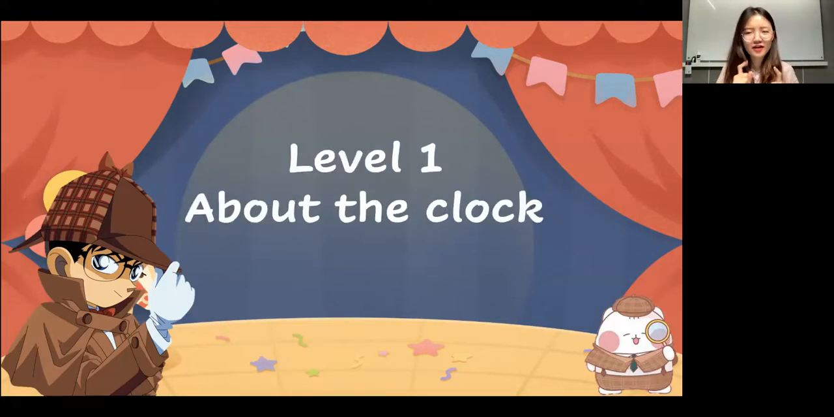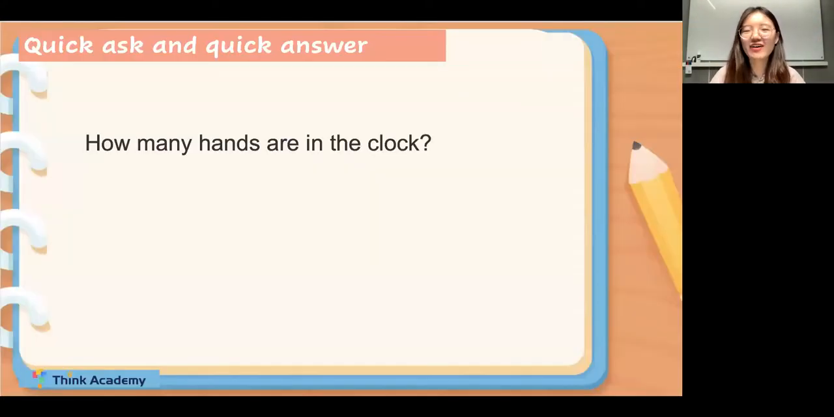In today's class, or level 1, for all of the detectives, we need to learn about the clock. Have you seen the clock? If you have seen the circle clock in your daily life, can you type 1 in the chat box? Then my question is, how many hands are in the clock? Can you type the number in the chat box? I mean, in the circle clock, how many hands? Okay, 2 or 3, right? Yeah, that's right, 2 or 3.